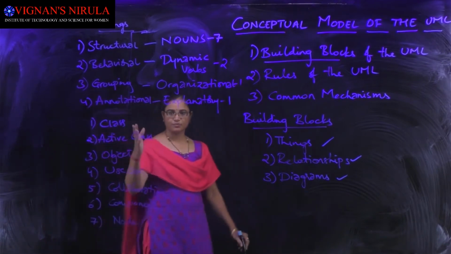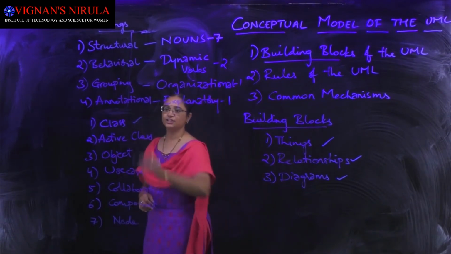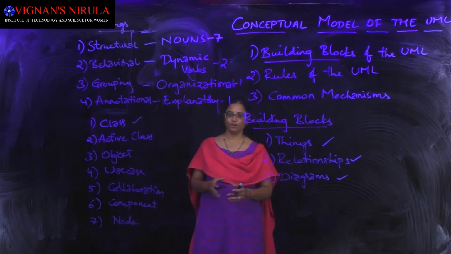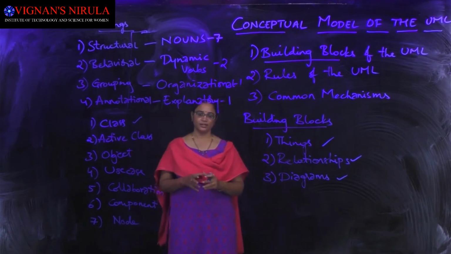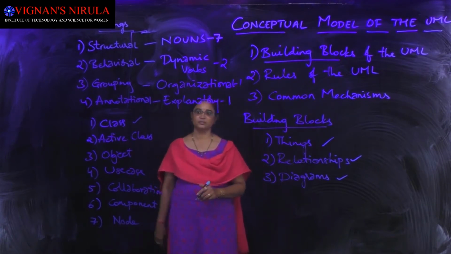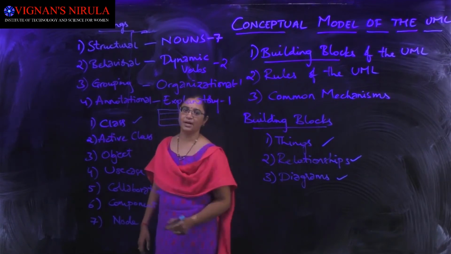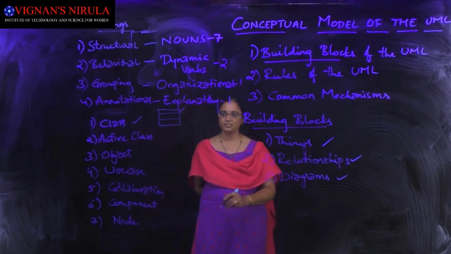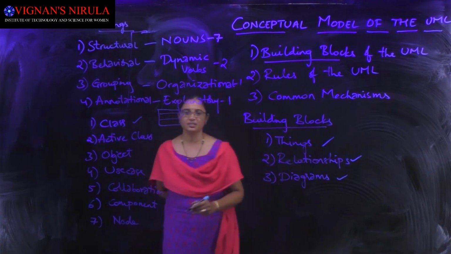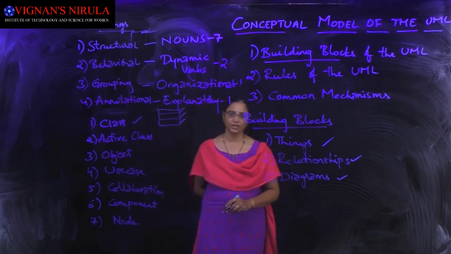Okay, let us see one by one. Coming to the class. We all know that a class is a collection of objects with a similar structure and behavior and relationships. Class graphically is represented as a rectangle with 3 compartments. The first compartment is used to represent the name of the class, the second compartment is used to represent the attributes of a class, and the third compartment is used to represent the operations of a particular class.